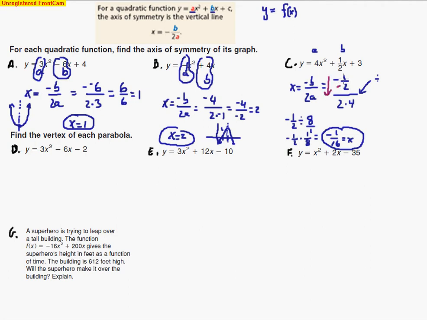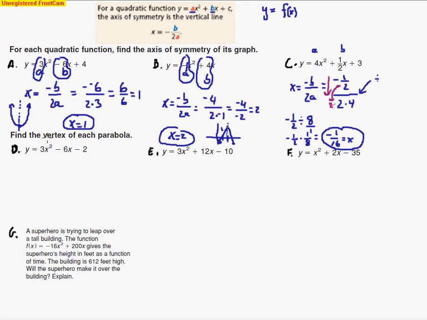So the 1 is right up on top of this large fraction bar, and this 2 just got brought down here. And then we multiplied. 2 times 2 is 4, times 4 is 16. So that's a way you can remember to do it if you've got a fraction on top of the large fraction bar.